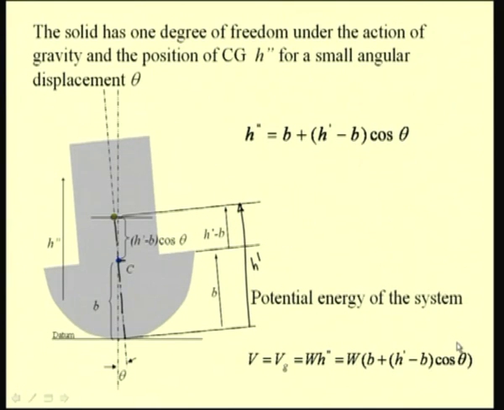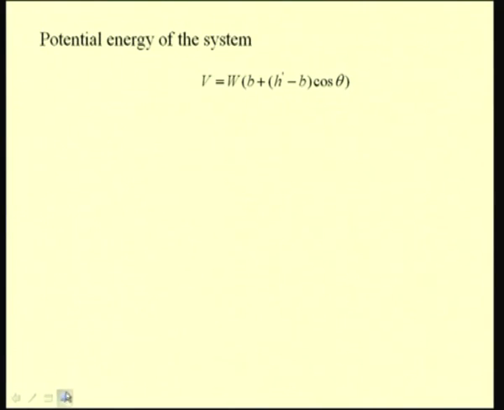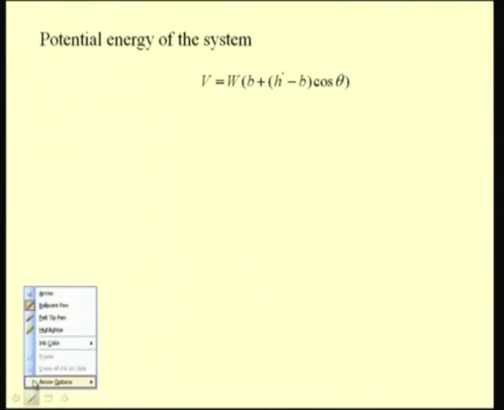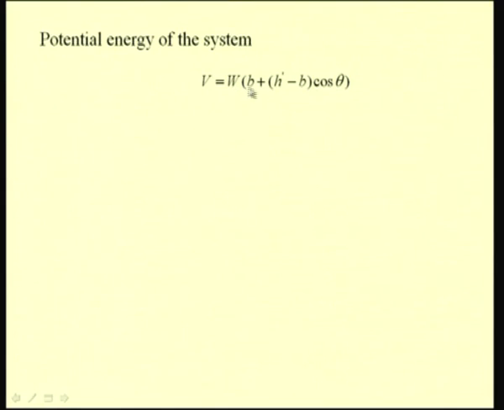So, now let us first find the equilibrium position and then try to analyze the stability of this equilibrium position. So, we have the potential energy function, that is V equal to W times (B plus h prime minus B cos theta). To find the equilibrium position, we put dV by d theta equal to 0. So, first we differentiate this function and equate it to 0.